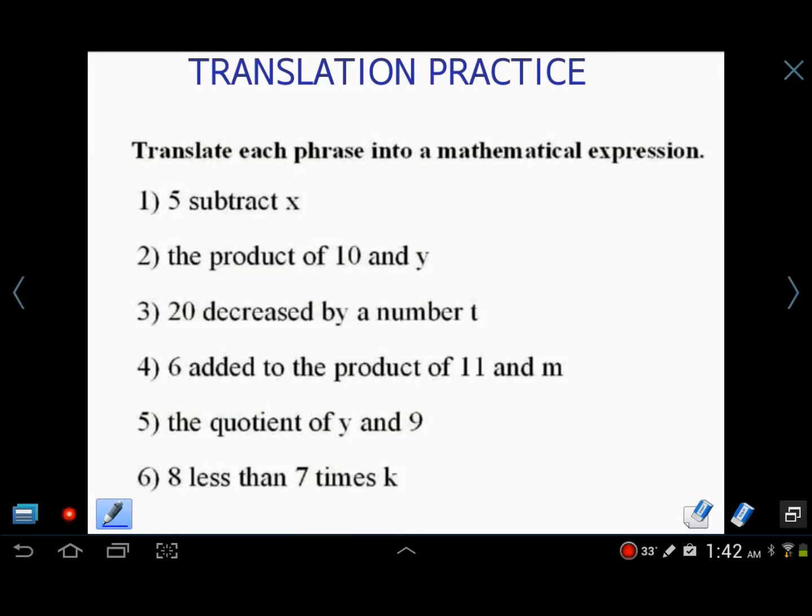Now for this part of the flip lesson, why don't you go ahead and in your notes write down the algebraic expression for everything that's here. So 5 subtract x, the product of 10 and y. Pause the video, write these out, try to do these on your own. No peeking, no cheating. Try to see if you can figure these out, and then hit play to see if your answers match mine.